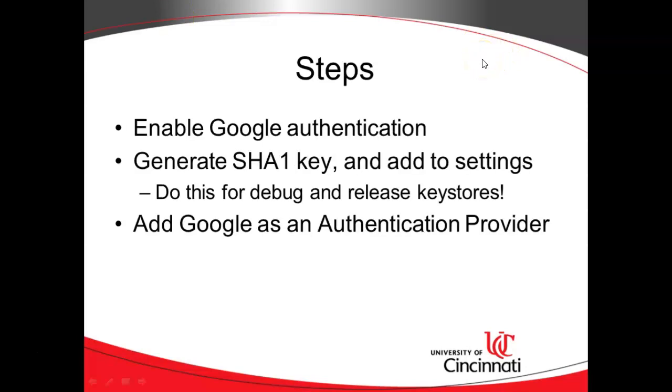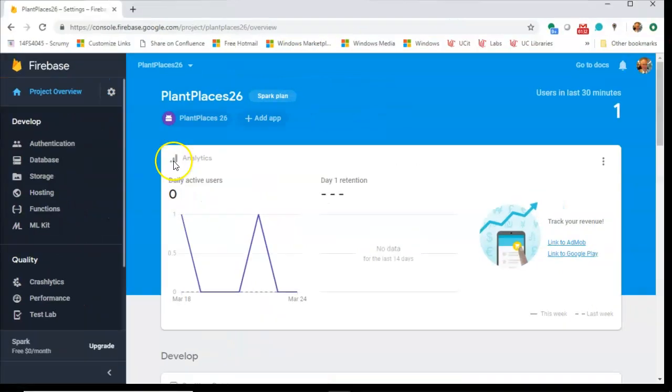So what do we need to do? First of all, enable Google Authentication in the Firebase console. Next, generate an SHA-1 key, which we'll need to add to our Firebase console's settings. We'll do this for debug in this video. Remember to do it for your release keystore as well. In other words, the keystore that you use when you actually generate an APK or an AAB and deploy it on the Play Store. Finally, we need to go into our code and add Google as an authentication provider. So let's do each of these one at a time.